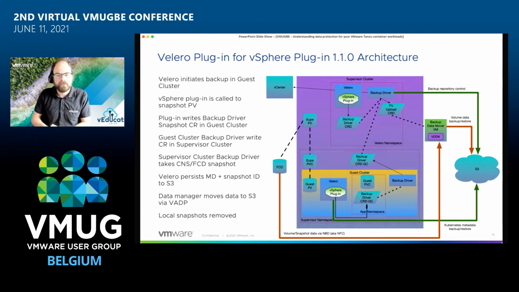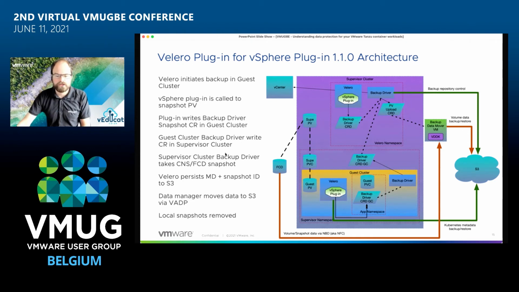So again, Velero is going to initiate that backup in your guest cluster. The vSphere plugin is going to be called for that snapshot of the persistent volume, that first class disk inside the vSphere storage. The plugin is going to write to the backup driver custom resource inside of the guest cluster. And that guest cluster is going to proxy through to the supervisor cluster because a guest cluster does not have access to the vSphere environment where that persistent data is stored. That's part of the security and RBAC model that's set up with using vSphere with Tanzu.